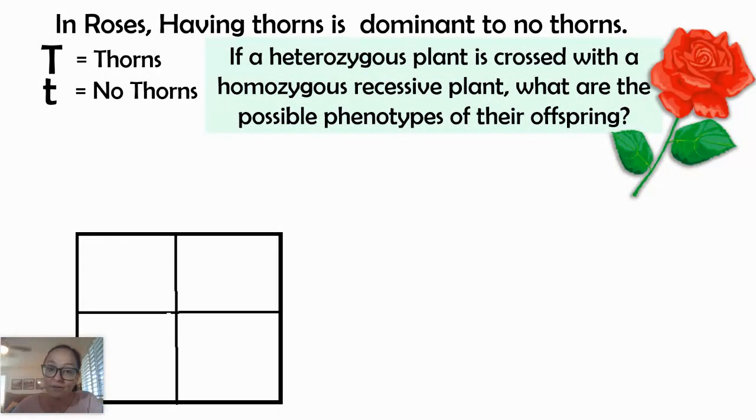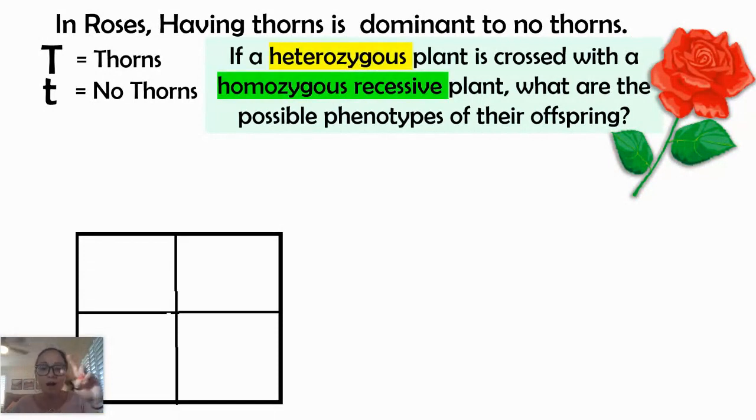It says, if a heterozygous plant is crossed, and crossed means they're mated. Like you're going to take a sperm or an egg from one and a sperm or an egg from another, and you're going to mate them. So crossing means taking gametes from each and fertilizing them to have offspring. Okay, so if a heterozygous plant is crossed with a homozygous recessive plant, what are the possible phenotypes of their offspring? Well, here are our 2 genotypes.